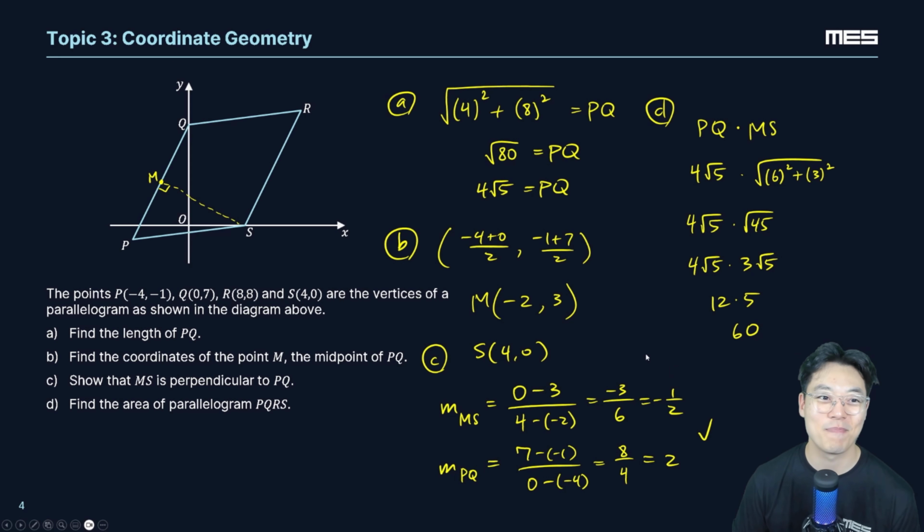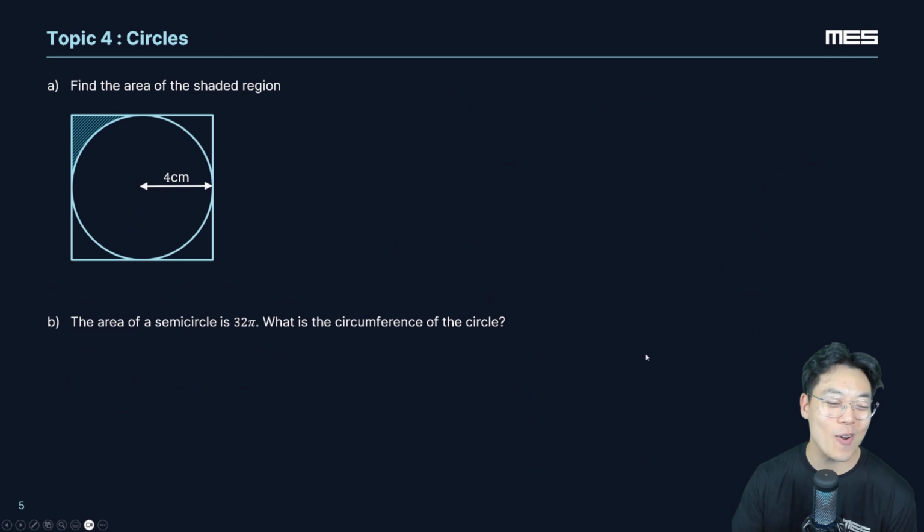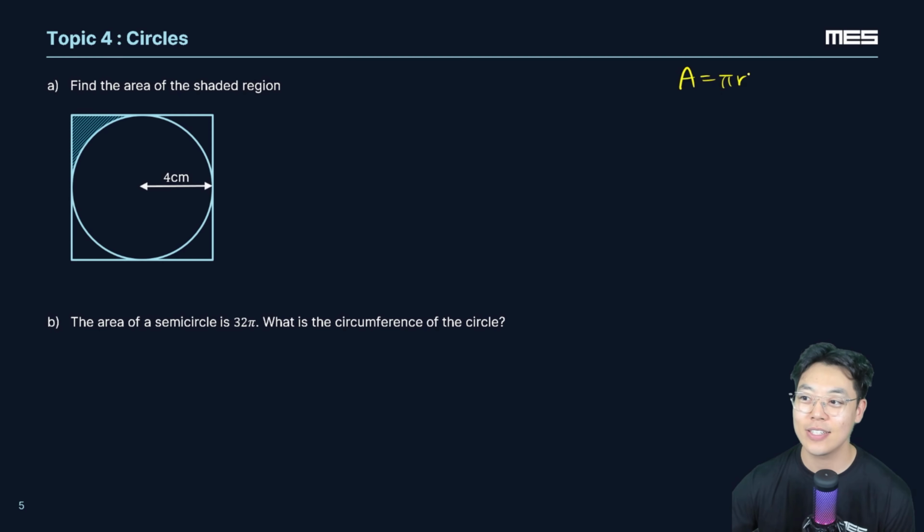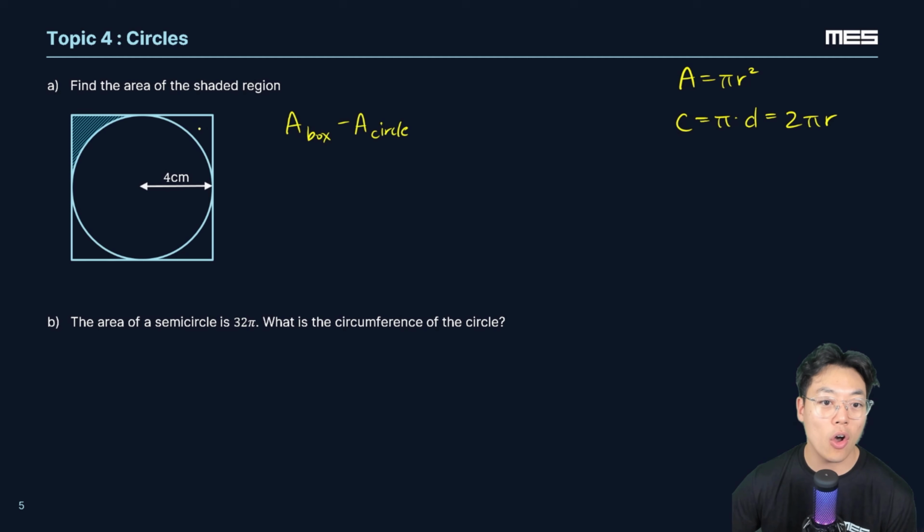Wow, great problem here. Topic 4, circles. We love area, circumference, anything that we have to do with circles. Remind you that the area of a circle is pi r squared, and the circumference of a circle is pi times the diameter, but more commonly known as 2 pi r because the diameter is 2 times the radius. So find the area of the shaded region. We are going to find the area of this box, and we're going to subtract the area of the circle. And that will give us all these little corner pieces, but we only want one of them. There are 4 corner pieces in total, so we'll divide that area by 4.